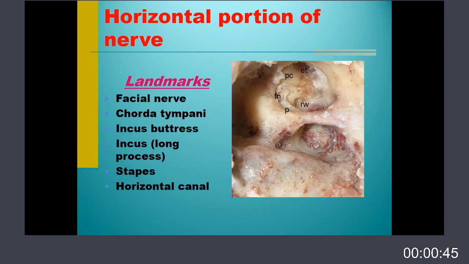We can see the processus cochleariformis. This is the tympanic segment. This is the pyramid, stapedial tendon, head of stapes, and the vertical portion of the facial nerve, horizontal semicircular canal. And anteriorly, in other bones I'll show you, we can see the carotid artery also and the jugular bulb also, which lies medial to the vertical portion of the facial nerve.